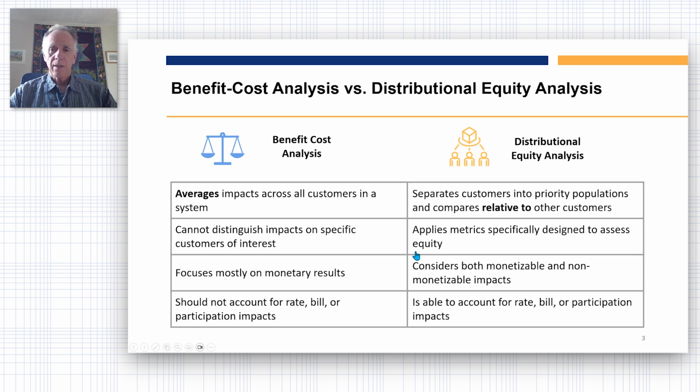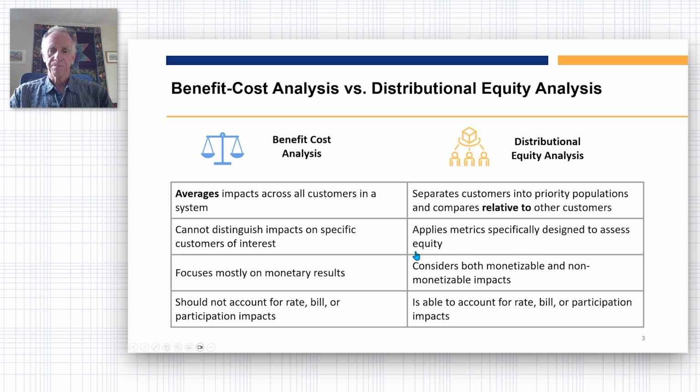And as I mentioned on the bottom row here, for BCA, you really should not look at rate and bill impacts because it muddies up the results. It's not a good way to look at it. However, when you're looking at a distributional equity analysis, you can do that because you've got separate analyses to tease out the differences.